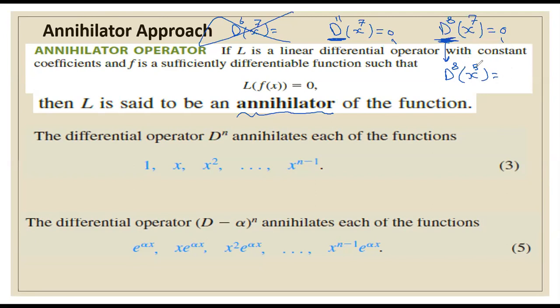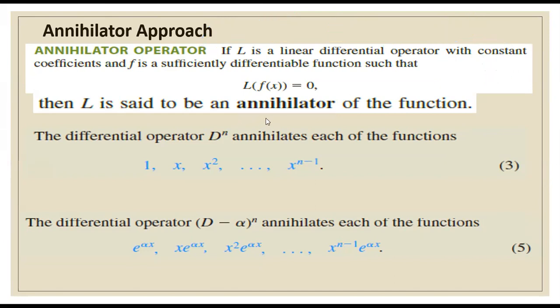If you differentiate x to the power 5 eight times, the answer will be 0. So here's the rule now, which you need to add to your cheat sheet: D to the power n, the derivative of nth order, is the annihilator for all those functions.